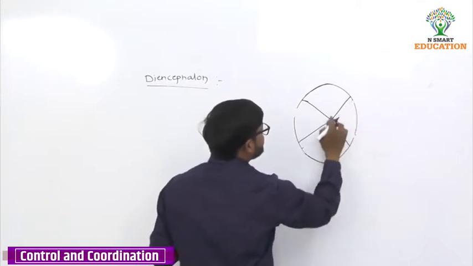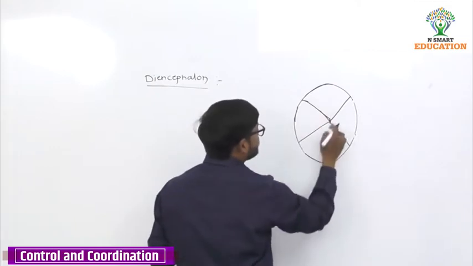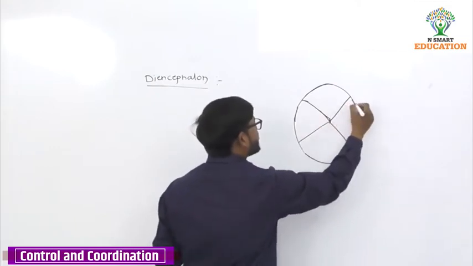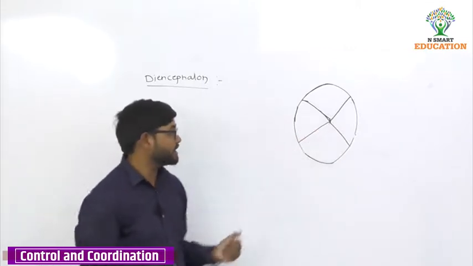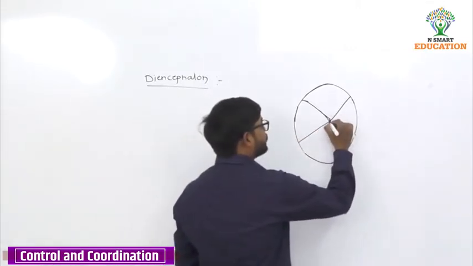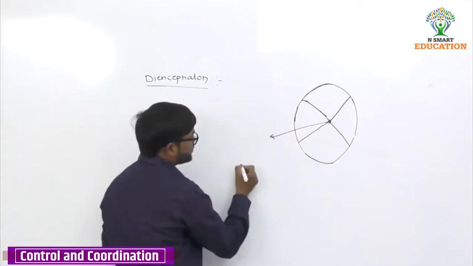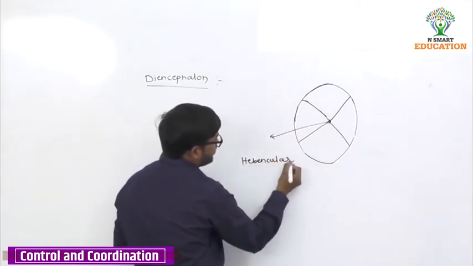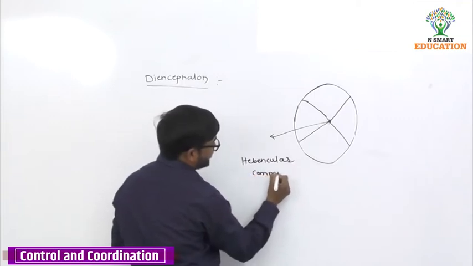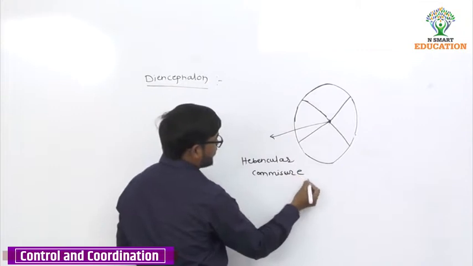Okay, so that means here some part of the diencephalon. Here is present a ventricle, that is the third ventricle. Here the two cerebral hemispheres are connected through the connection that is called the habenular commissure. Okay, that is called the habenular commissure. You know about it. Clear?